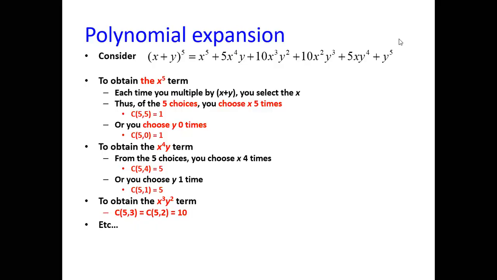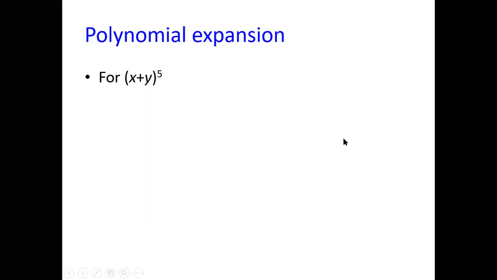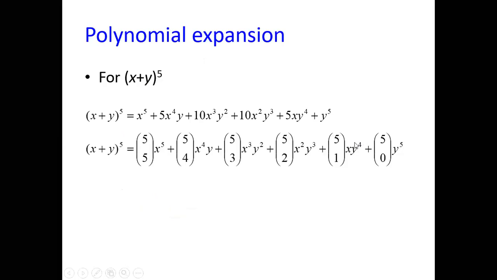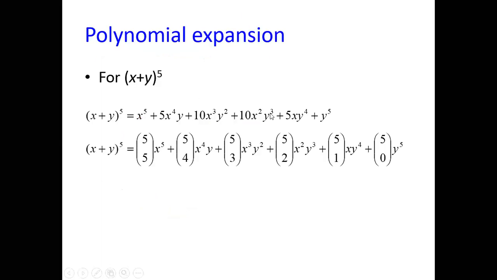Okay. Now we'll talk about an example here. (x plus y) power 5 gives us this expansion, which is this: combination of 5 from 5, 4 from 5, 3 from 5, 2 from 5, 1 from 5, and 0 from 5, from the x side here. Or vice versa, if we count from the y side.